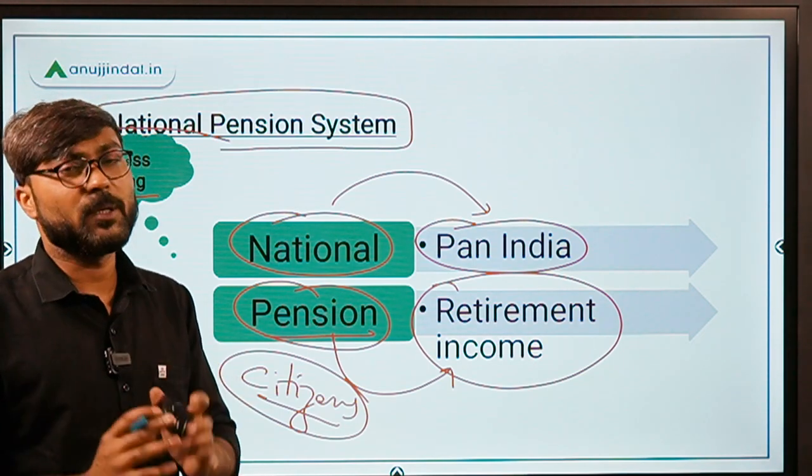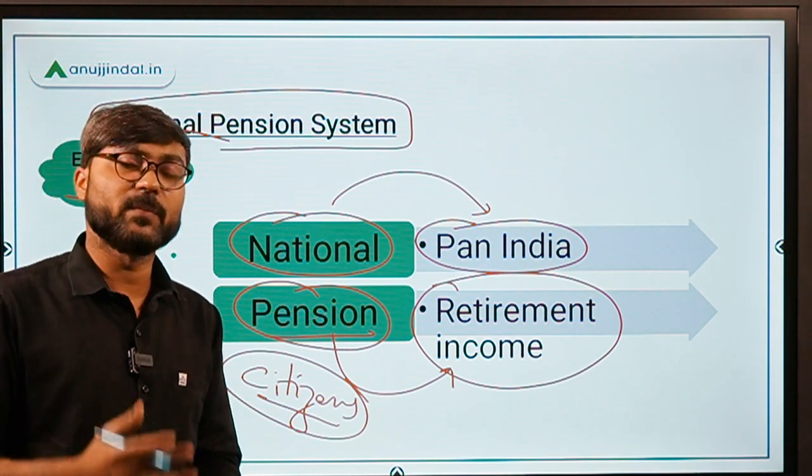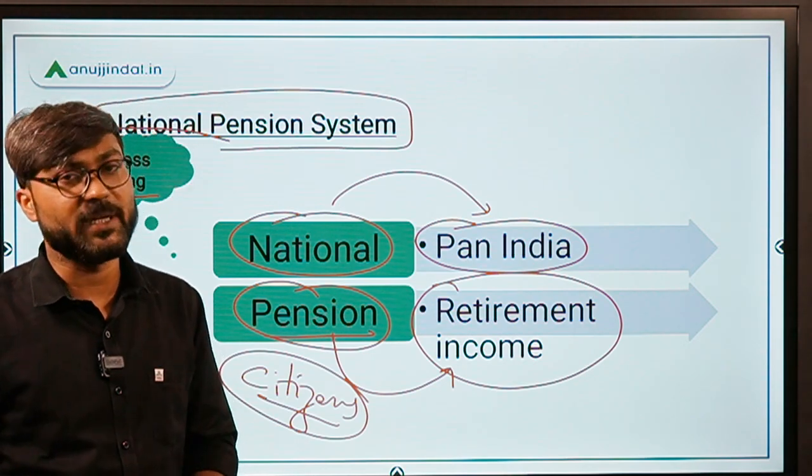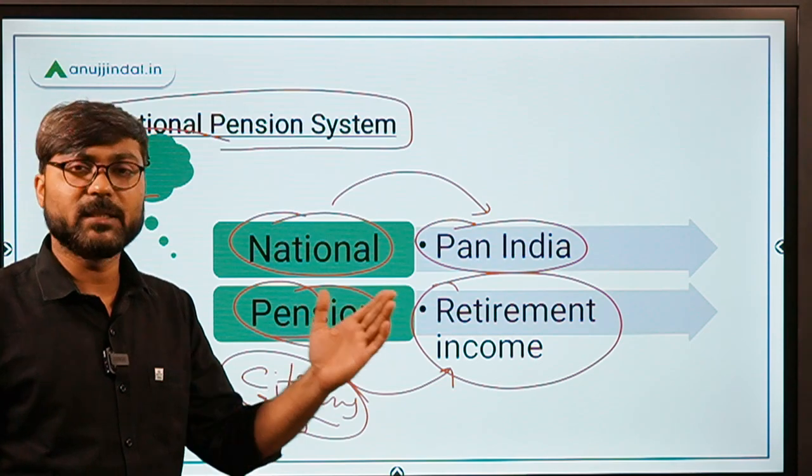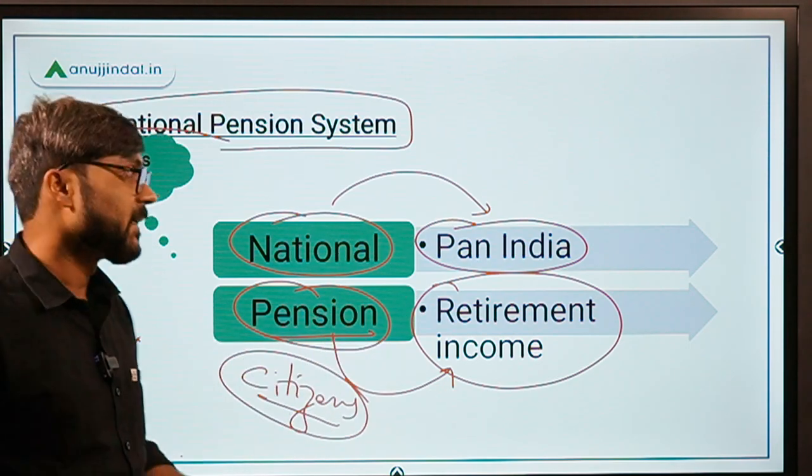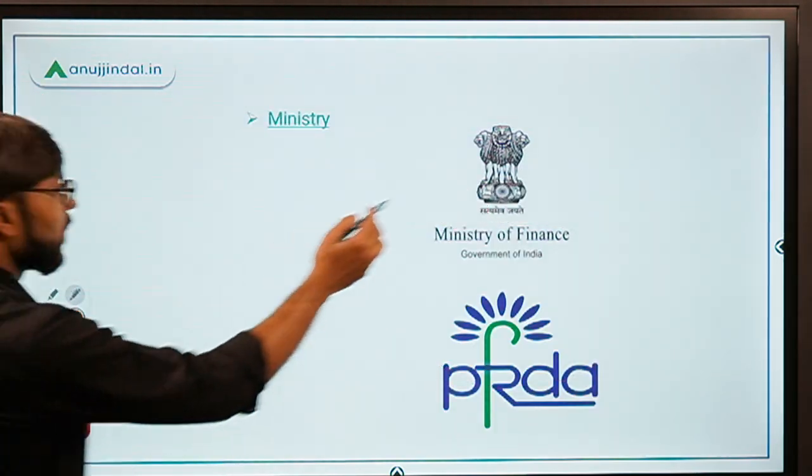Okay, so I hope the objective is clear, and aapko objective iska pata hoga. You must already know the objective of this scheme, that is to provide pension income to all the citizens of India. All right, and the ministry, as I told you, should be the Ministry of Finance.